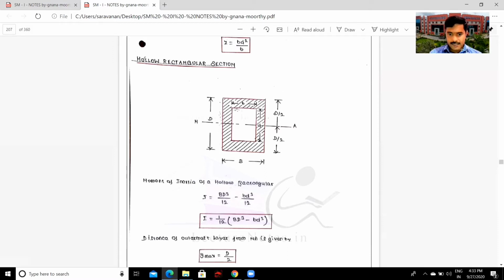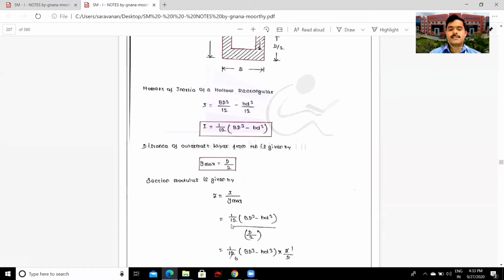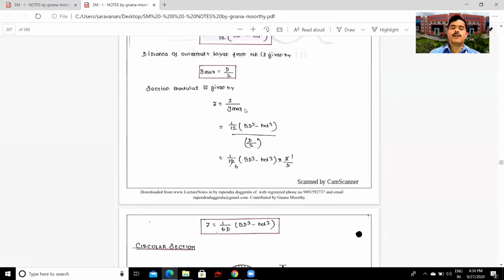The moment of inertia of the hollow rectangular section about the CG, the neutral axis, is I equal to BD cube by 12, that is overall, minus the hollow portion, small bd cube by 12. So capital BD cube by 12 minus small bd cube by 12 is I. So I equal to 1 by 12 common into capital BD cube minus small bd cube. So what is the distance of the outermost layer from the neutral axis, Y maximum? Capital D by 2. So the section modulus Z is nothing but I by Y maximum.